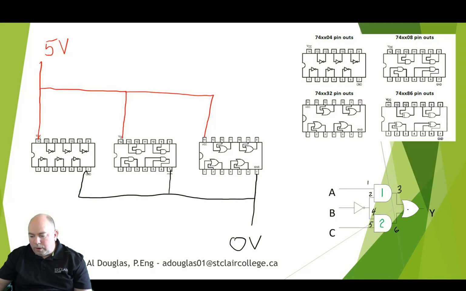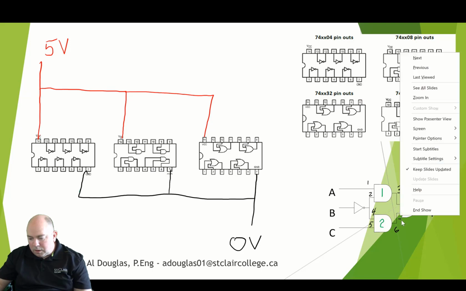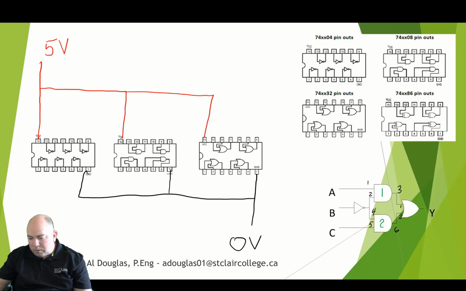On the OR, input is 1 and 2, output is 3. On the inverter, input is 1, output is 2.